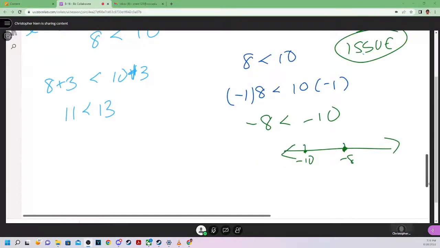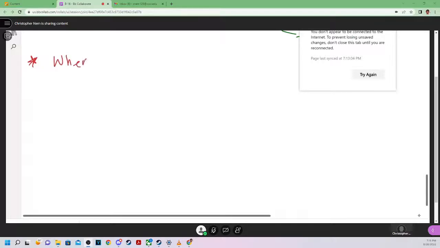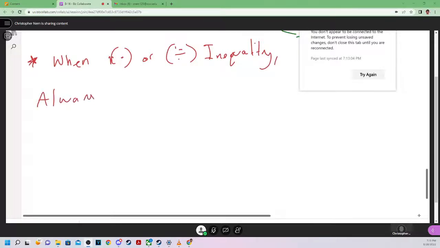So what went wrong? So in actuality, this is a remark that you guys need to write down. This is a remark. When you multiply or divide an inequality, always change direction. You need to change the direction of the inequality. This is something that actually happens all the time.